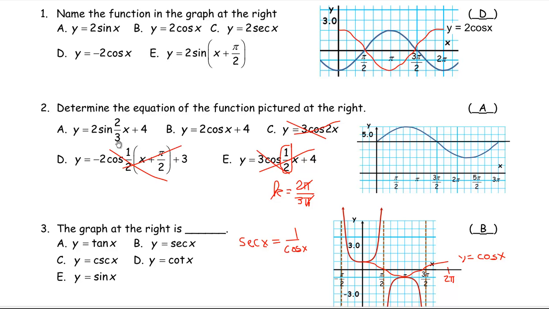So that's the only one with the 2/3 here. This one just has a 1x. So amplitude of 2, 2/3 is the k value, and it's up 4. So that's why A is the correct answer for question number 2.